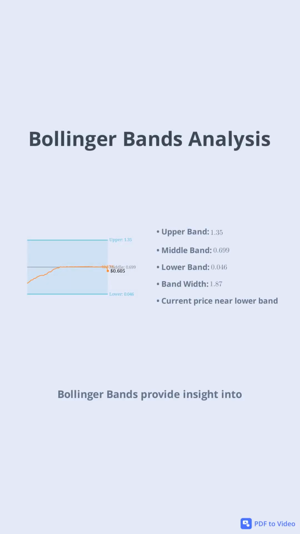Bollinger Bands provide insight into volatility and potential price breakouts. For EVTV, the upper band sits at 1.35, the middle at 0.699, and the lower at 0.046, with a wide bandwidth of 1.87. The current price is positioned at 42.77% within the band, indicating it's closer to the lower end. This suggests increased volatility and potential for sharp moves, but also highlights the risk of further downside if support levels fail.